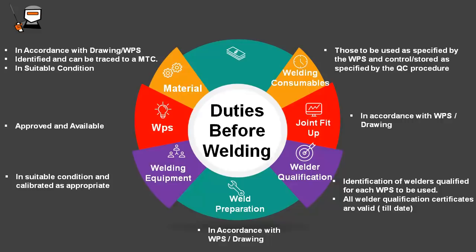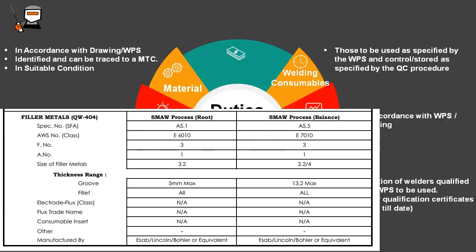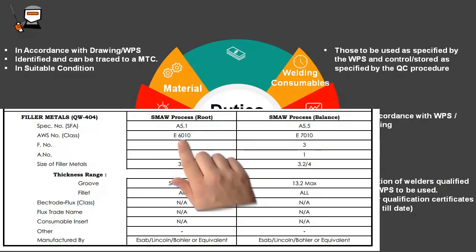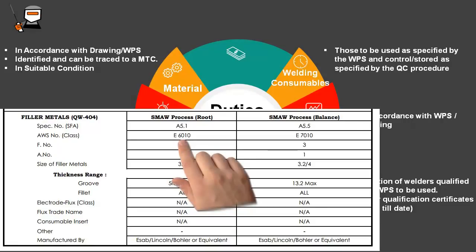If you are using a low hydrogen electrode, then the low hydrogen electrode should be controlled or stored as specified according to the WPS. This image is a cropped part of a WPS, and you can see two different types of electrodes being used for this WPS. In the root you will use E6010 for the root pass, and E7010 will be used for the rest of the passes. For example, if you are working according to this WPS, then before starting the welding you should make sure the welder uses the 6010 electrode for the root pass.